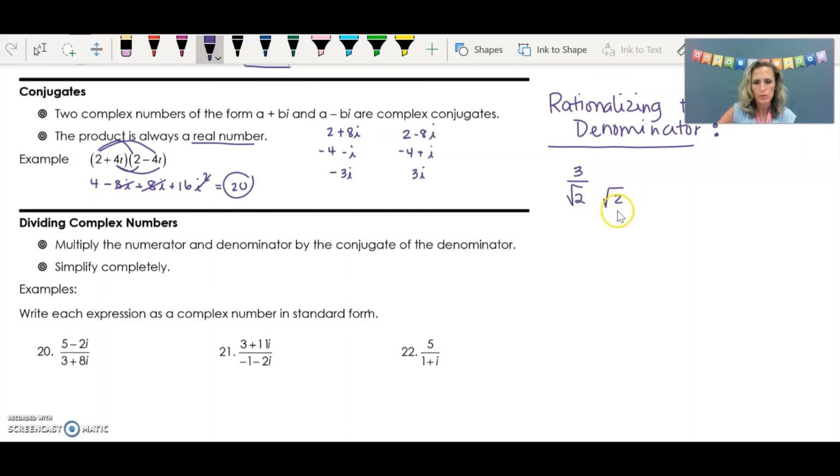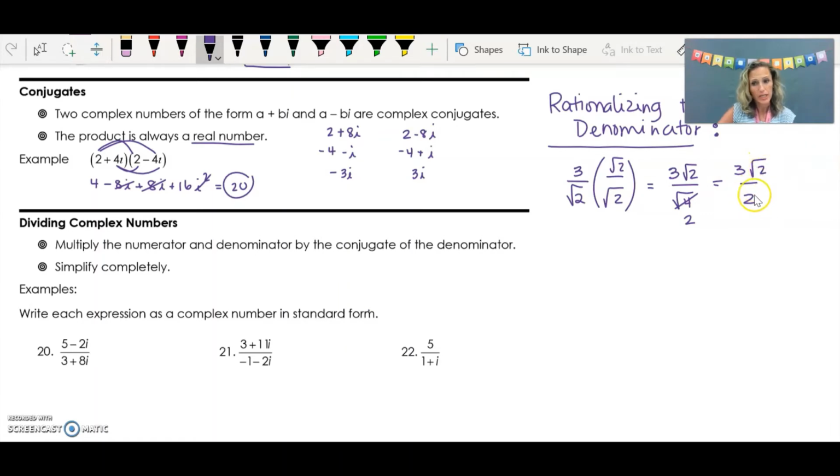And whatever we do to the bottom, we have to also do to the top. So we would multiply the entire fraction by radical 2 over radical 2, and we would get 3 radical 2 on the numerator and radical 4 on the bottom. Our goal here was to create a perfect square so that we could take the square root of it and eliminate the radical expression on the denominator. We know the square root of 4 is 2, so that gives us a denominator of 2, and we end up with 3 radical 2 over 2.